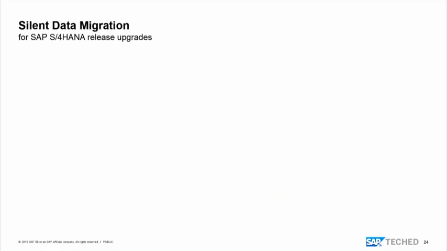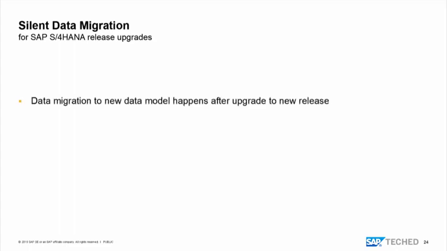Finishing up with two slides here: silent data migration. That is something that you may come across, especially if you use SUM for an upgrade. So this slide is not relevant for a conversion, but as you may be involved in an upgrade from 1809 to 1909, only then this slide is relevant for you.